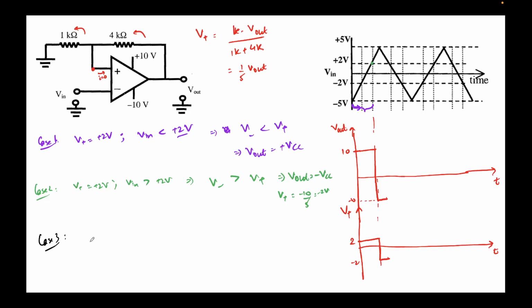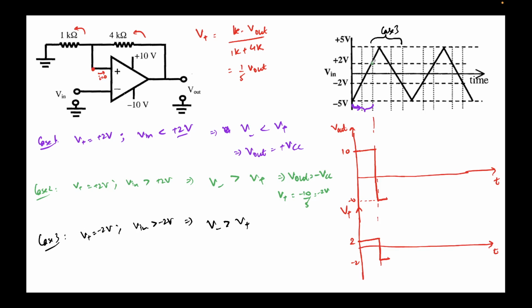Now at this junction itself, V plus has become minus 2 volts, and we are still in this region. V in continues to be greater than this new reference, right? So I can take this as the new reference. When V in is greater than minus 2 volts, this implies V minus will remain more than V plus. Now the reference is minus 2, so this much time, right? This is case 3.